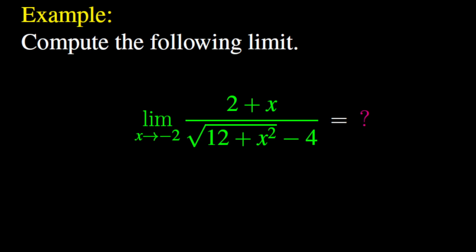Consider the limit as x goes to minus 2 of the fraction (2 + x) over (the square root of (12 + x²) minus 4). In order to simplify the radical term, we need to use the conjugate expression.